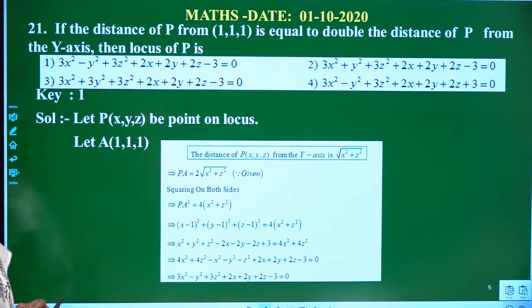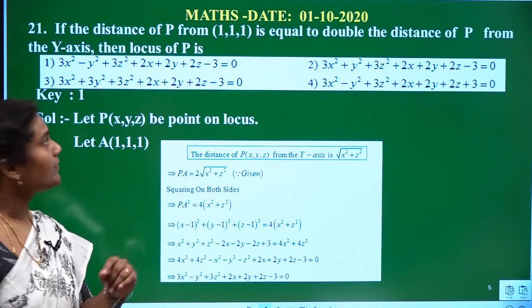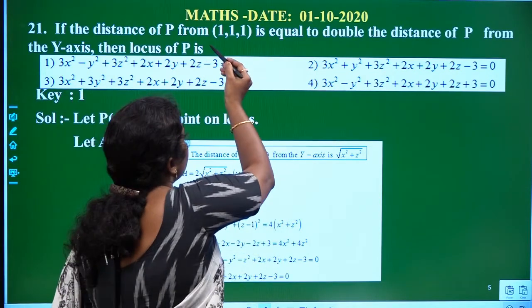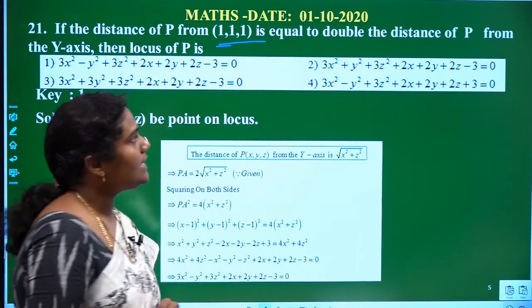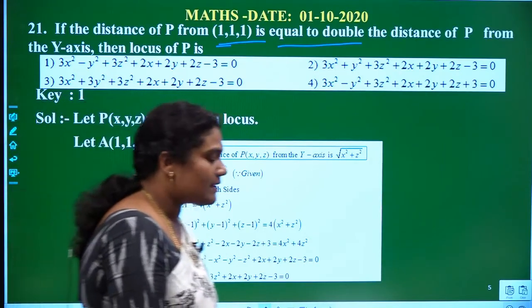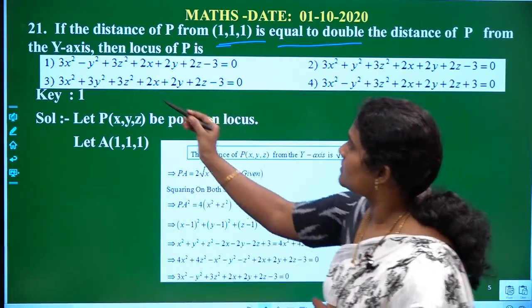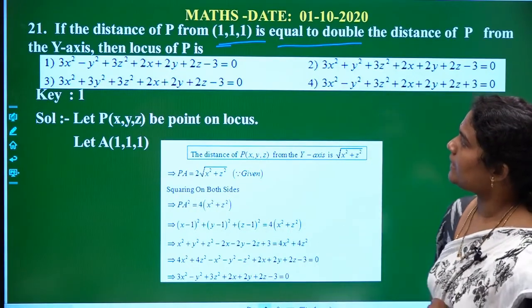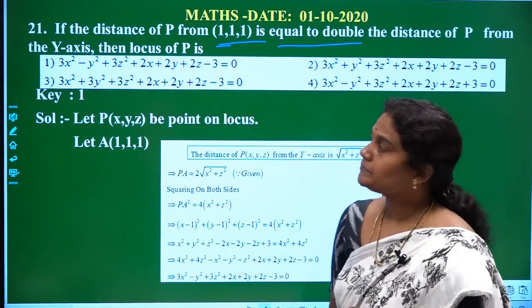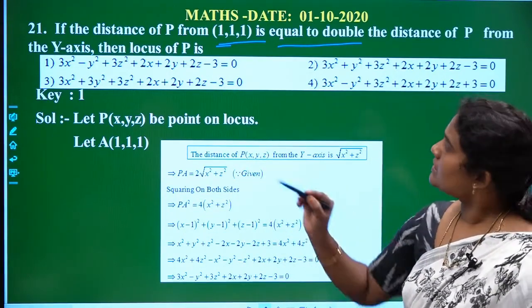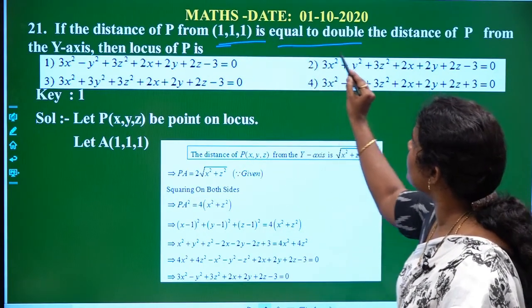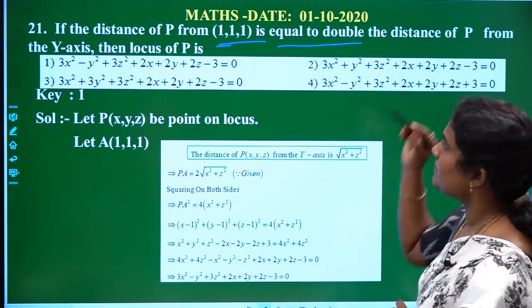So, here the question is, if the distance of P from the point 1 comma 1 comma 1 is equal to double the distance of P from the y-axis, then the locus of P is what? So, here we have a locus point. One condition we have, the distance of P, which is nothing but the locus point, from 1 comma 1 comma 1 is equals to double the distance of P from the y-axis.